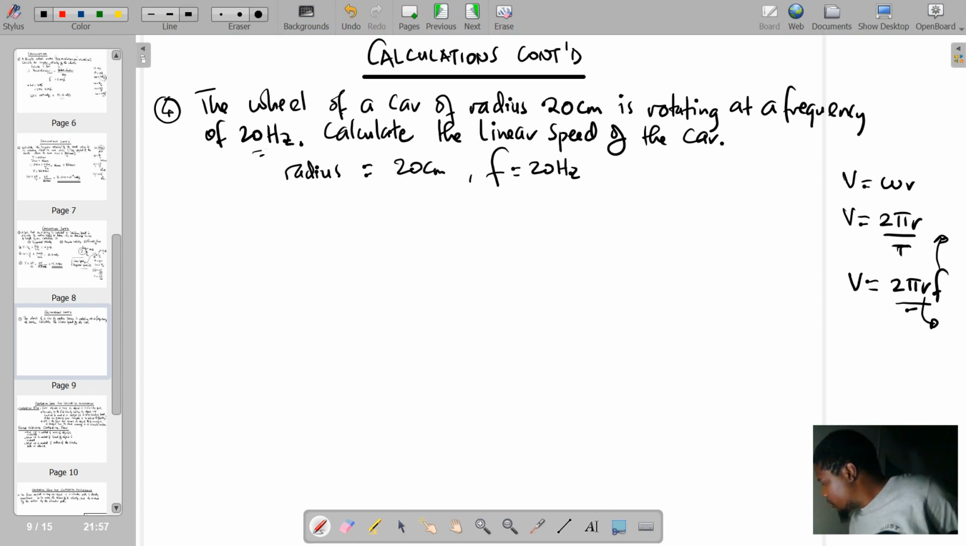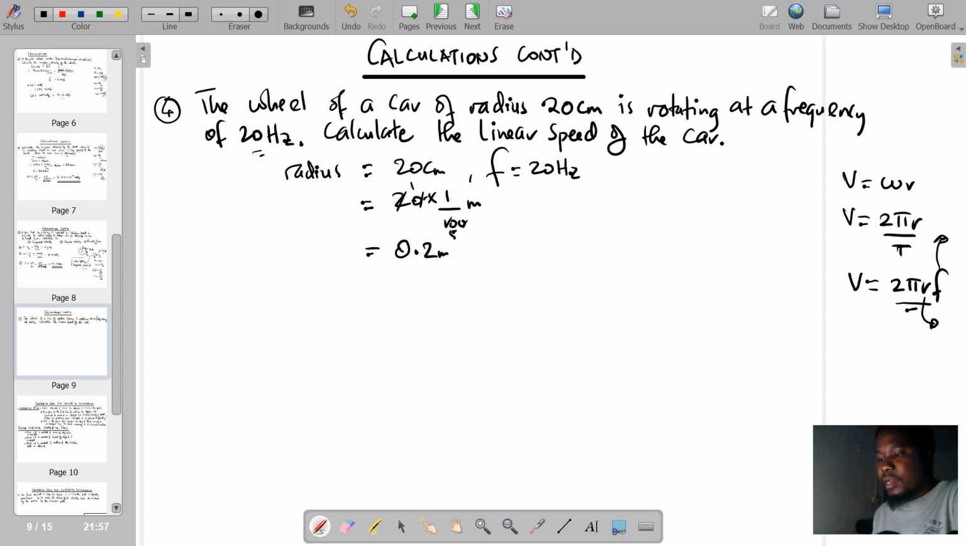Now, what you have to understand is, in this case, however, we'll have to make sure that our radius is actually in meters. So how does that convert? It will be 20 times 1 over 100, because centi is 1 over 100. That gives us 0.2 meters as the radius.